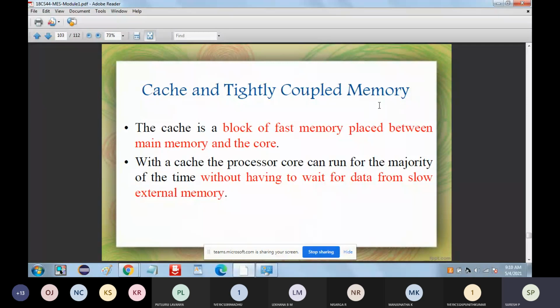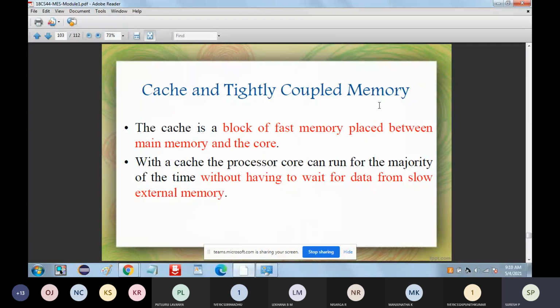If that particular instruction is available in the cache itself, then your processor need not fetch the instruction from the main memory. So how the hierarchy goes is, initially, whatever data or instructions you have will be stored in the secondary memory.